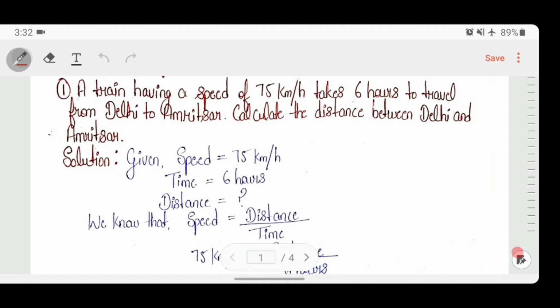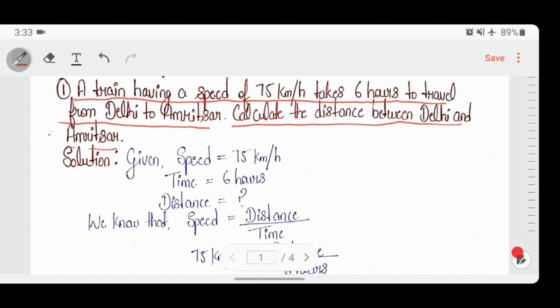A train having a speed of 75 km per hour takes 6 hours to travel from Delhi to Amritsar. Now calculate the distance between Delhi and Amritsar. So in the question we are given that a train which travels with a speed of 75 km per hour takes 6 hours to travel from Delhi to Amritsar, and what we have to do here is to calculate the distance between Delhi and Amritsar.